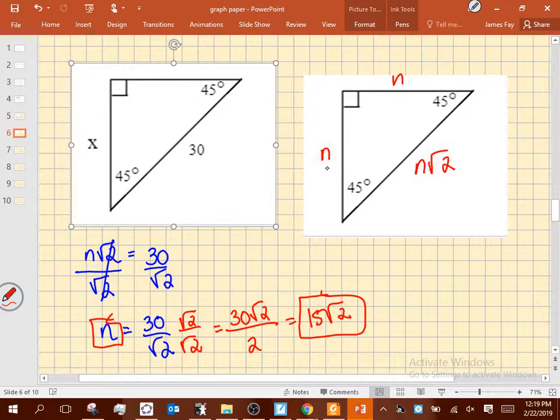Look at my template. n is that side right there. If I match it up to the actual problem that I'm working on, is that the x that I'm asked to solve for? Yes. So x there is 15 radical 2. Obviously, this side up here would also be 15 radical 2.